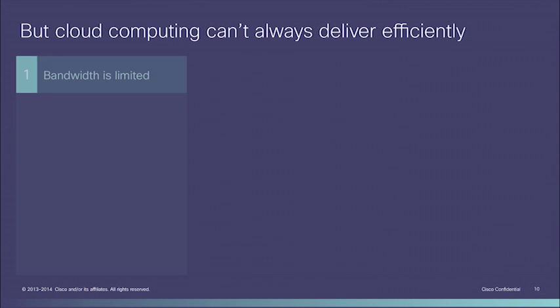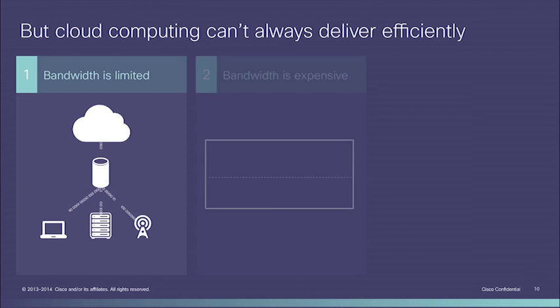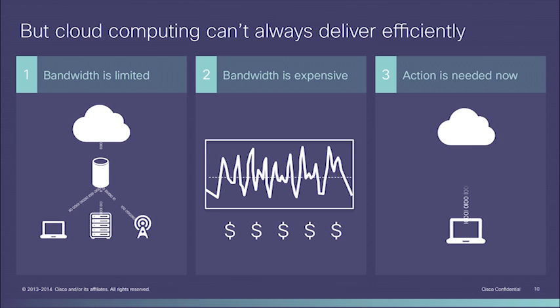First of all, bandwidth is limited. While cloud computing can handle a tremendous amount of information, only a finite amount of data can be sent at one time. Furthermore, bandwidth isn't free. Expanding infrastructure or exceeding limitations comes at a price, one that many companies are not willing to spend. Finally, sometimes we need information at the speed of light. Action is needed right now.